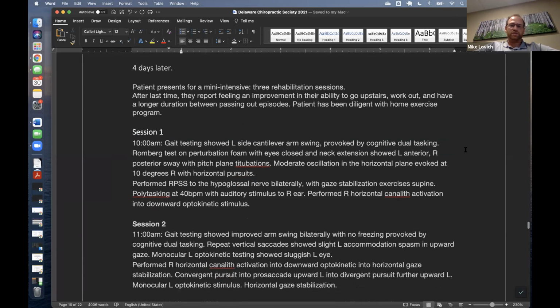Then we did RPS. So we started off with performing RPSS, repetitive pulsed somatosensory stimulus. So we did RPSS to the hypoglossal nerve bilaterally. Why do we do it to the tongue? The reason why we do it to the hypoglossal nerve is because it contains cranial nerve sensory attachment points and motor attachment points from all three areas of the brainstem. And if you hit both sides at the same time, you get bilateral. So you're getting full brainstem activation.